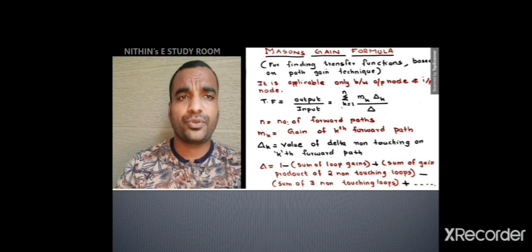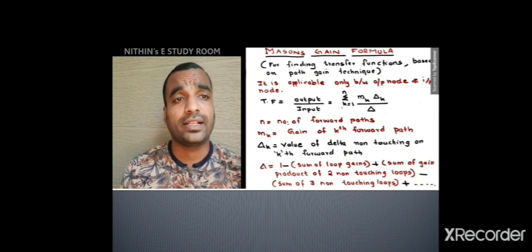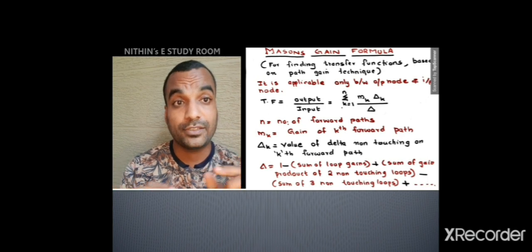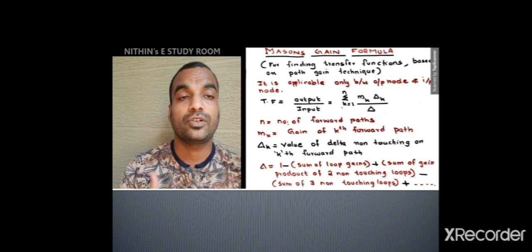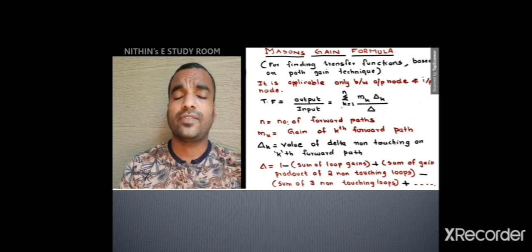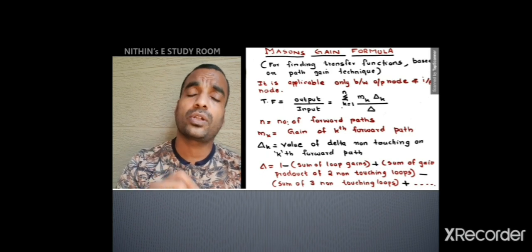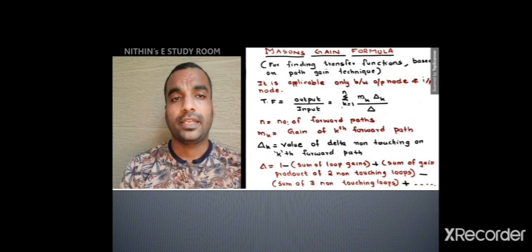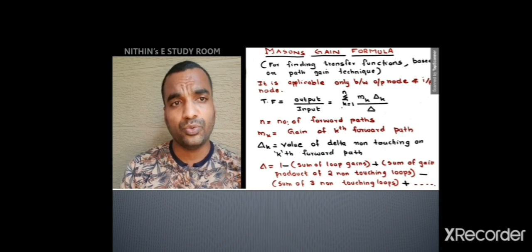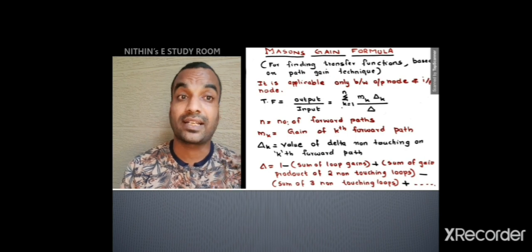But as per the equation, after mk I am introducing del k. Del k is value of delta non-touching on kth forward path. So if it is del 1, you have to find the value of a particular delta which is non-touching on the first forward path. If you are finding del 2, you have to again check the value of delta which is not touching on the second forward path.